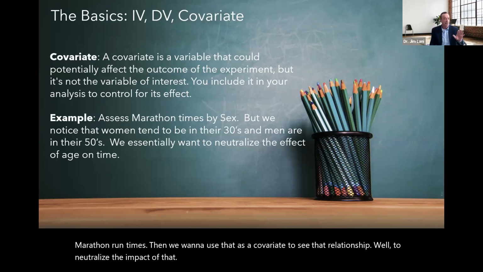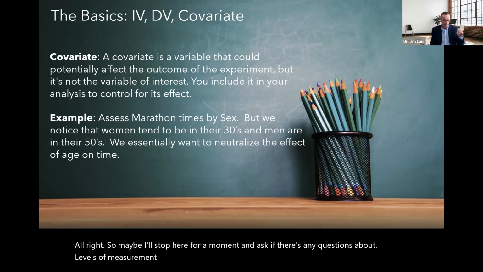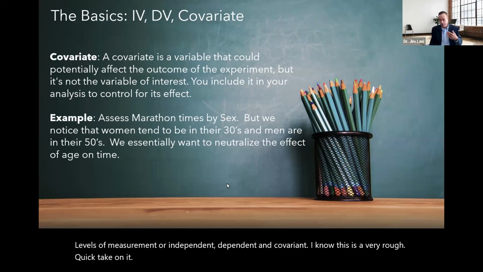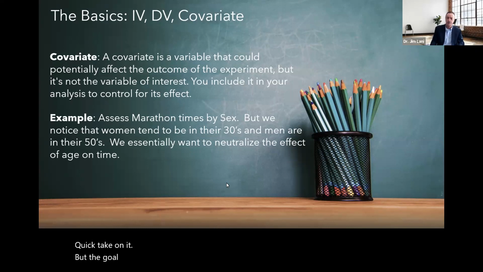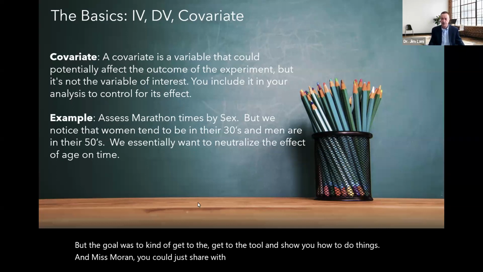All right, so maybe I'll stop here for a moment and ask if there's any questions about levels of measurement or independent, dependent, and covariate. I know this is a very rough, quick take on it, but the goal was to kind of get to the tool and show you how to do things. And Ms. Moran, you could just share with me if it's okay just to keep going forward.